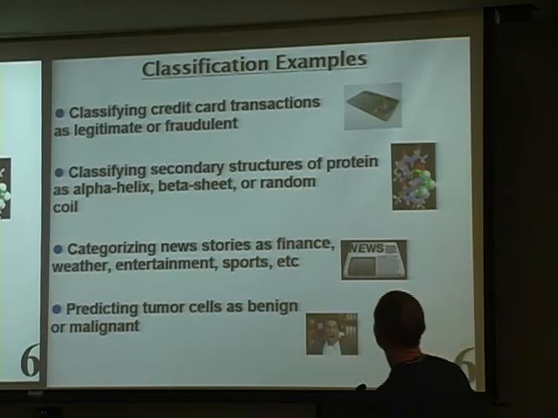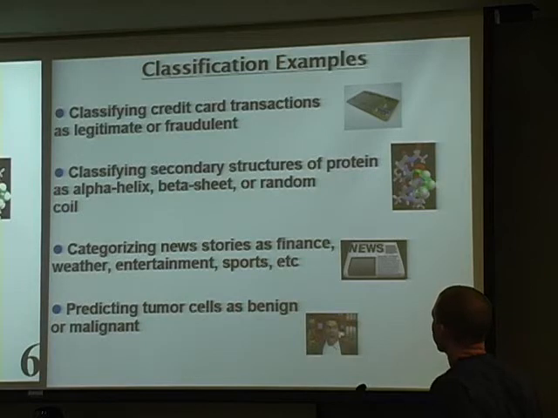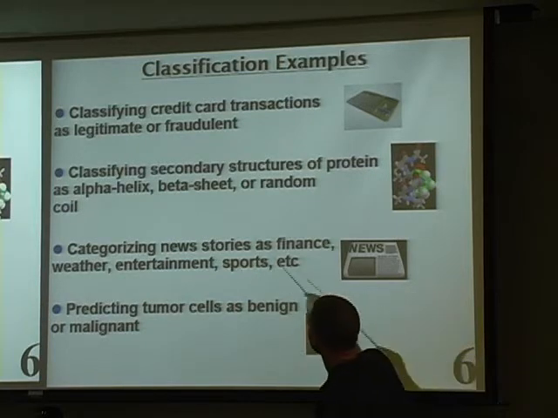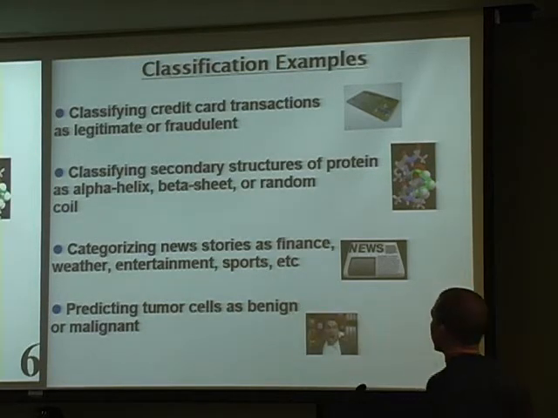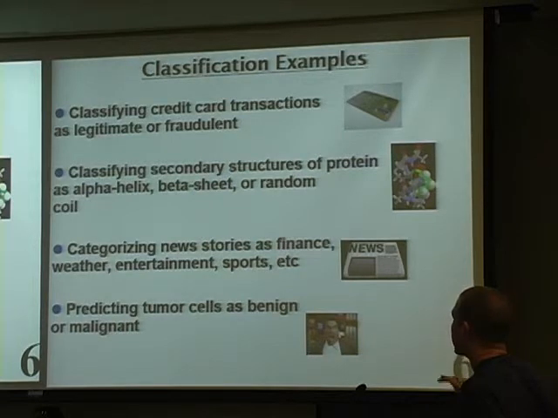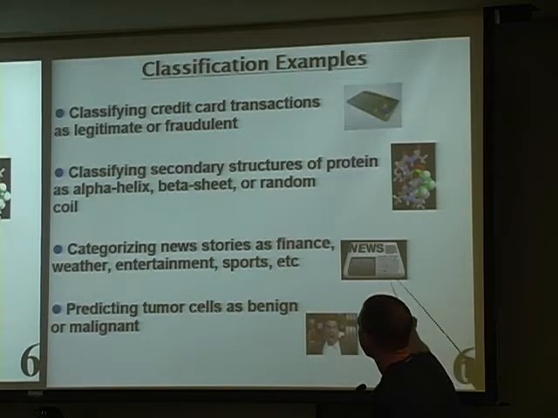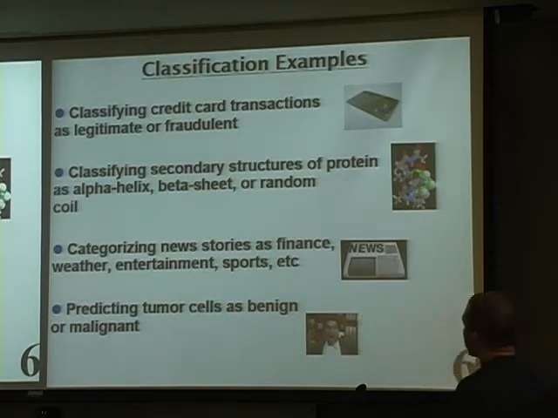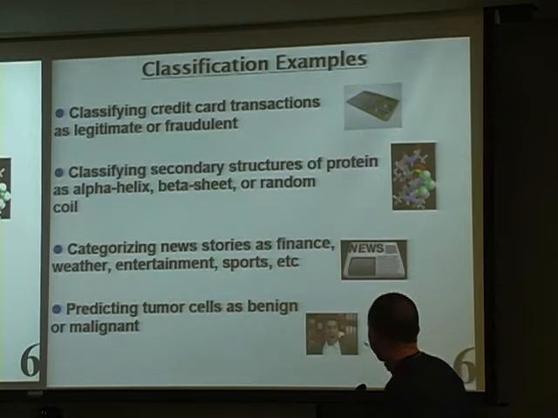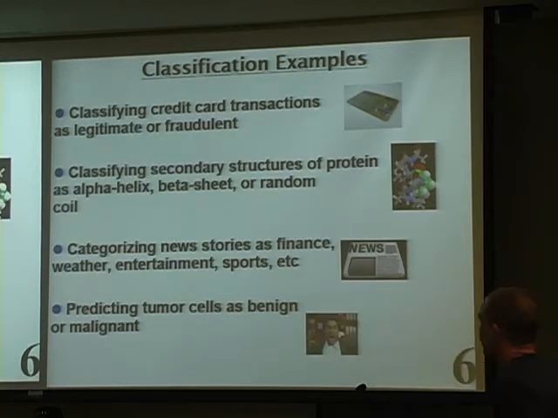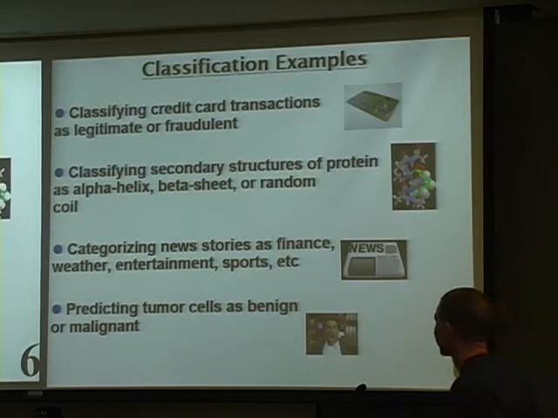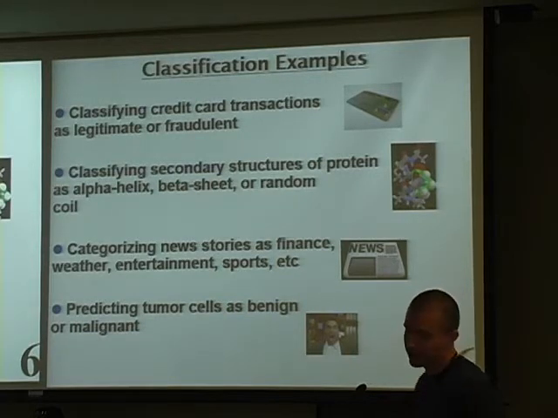Some examples from chemistry: classifying secondary structures of protein as one of these 1, 2, 3 classes. Again, I'm going to talk about the 2-class problem, but you can extend those to 3-class and general K-class problems. Categorizing news stories as finance, weather, entertainment, or sports. So you can imagine applications of that. And then there's Arnold Schwarzenegger from Kindergarten Cop, right? Remember, he has the tumor, and he says it's not a tumor, but either it's benign or malignant. Benign or malignant.